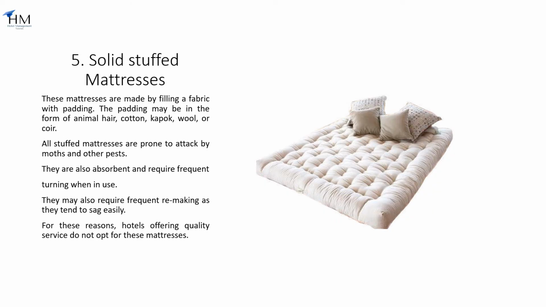The fifth category of mattresses is solid stuffed mattresses. These mattresses are made by filling a fabric with padding. The padding may be in the form of animal hair, cotton, kapok, wool, or coir. All stuffed mattresses are prone to attack by moths and other pests. They are also absorbent and require frequent turning when in use. They may also require frequent remaking as they tend to sag easily with use and time. For these reasons, hotels offering quality services do not opt for these types of mattresses.